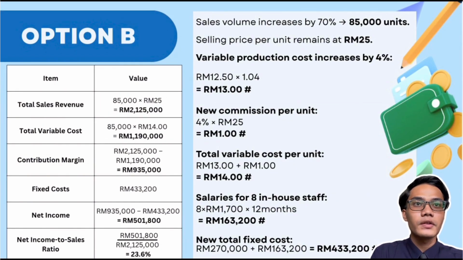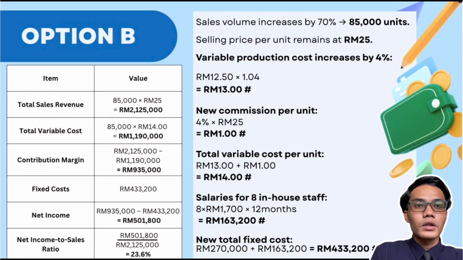The sales volume increased by 70%. That means the unit will be 85,000 units. The selling price per unit remains at 25, the same as option A. The variable production cost increased by 4%. That means 12 ringgit and 50 cents times 1.04. Then we will get 13 ringgit for the variable production cost that's increased by 4%.